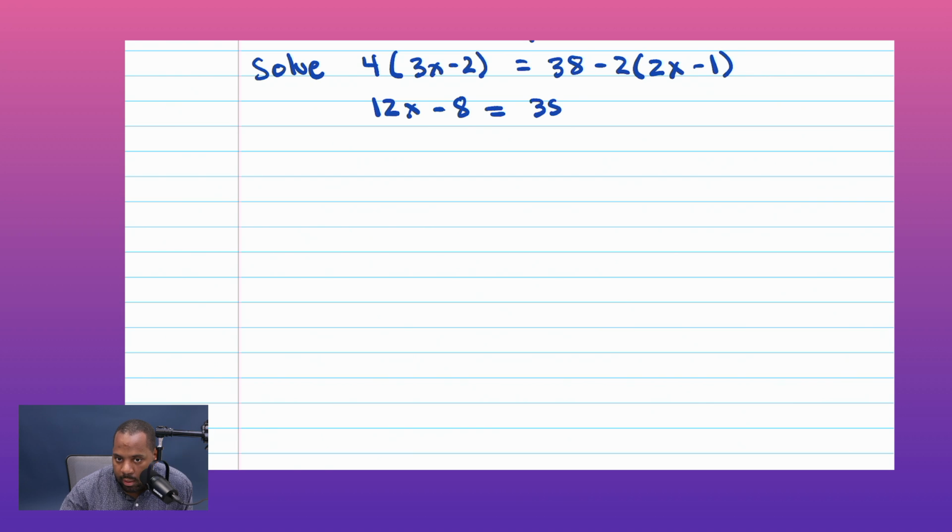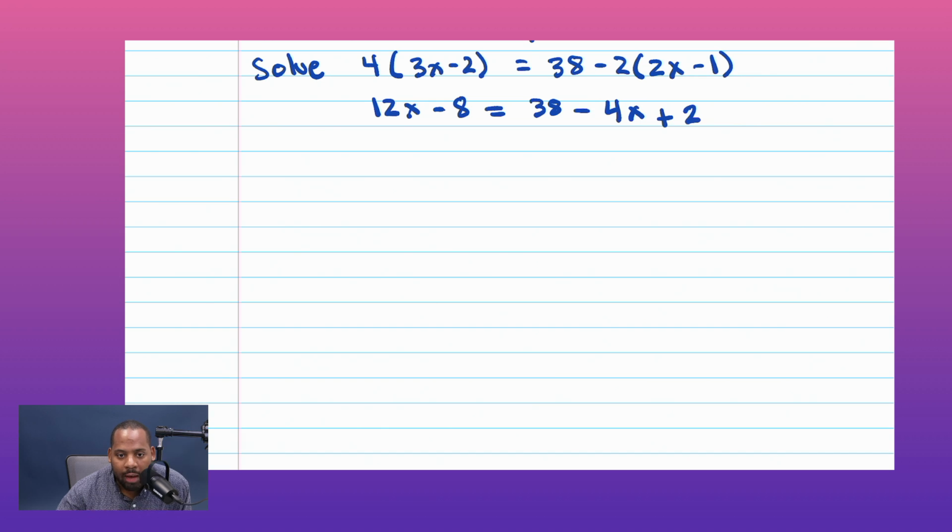Solve: 4 groups of 3x minus 2 is equal to 38 minus 2 groups of 2x minus 1. Same idea applies. Let's distribute first. 12x minus 8 is equal to 38 minus 4x plus 2. Be careful here. It's negative 2 times a negative 1. We distribute a negative 2 here.